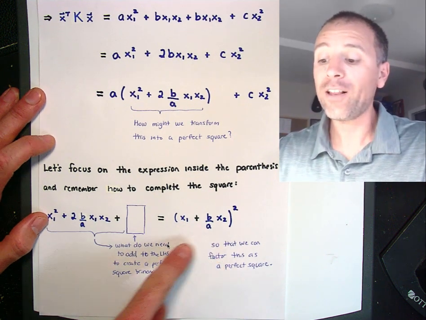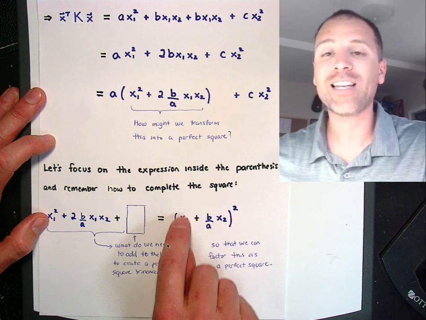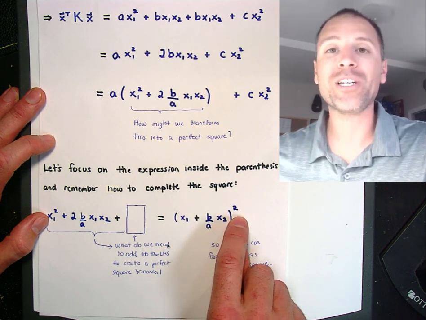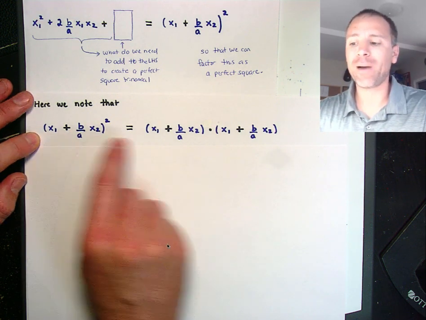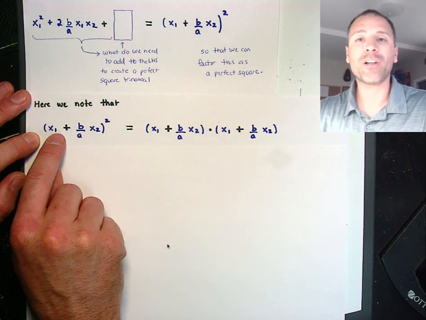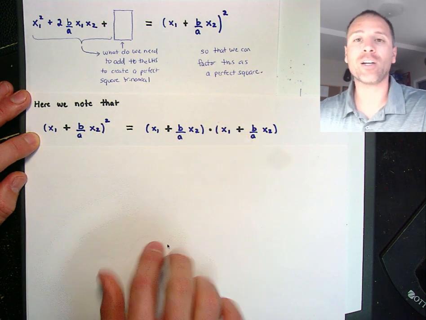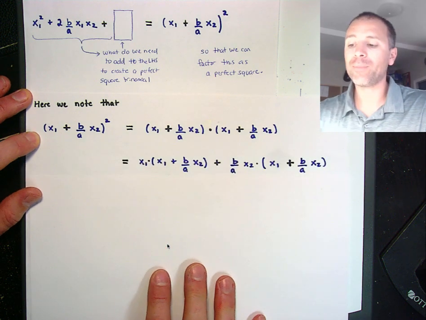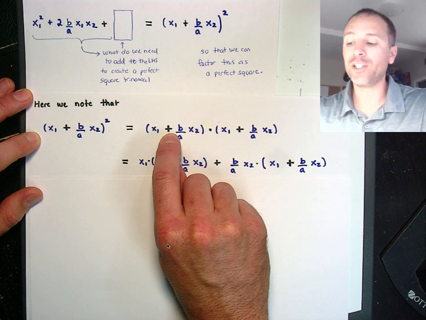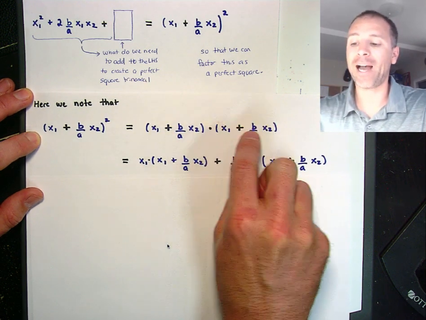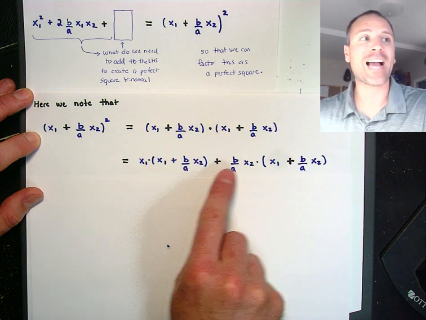But one thing that we can do to figure out what we should add is to take a look at this expression and see what happens when we square it. Well, we know that when we square anything, we just multiply the base by itself twice. So x1 plus b over a x2, squared, is just that expression multiplied by itself twice. We also know the concept of right distributivity of multiplication over left addition. So I can take this expression and pass it to the first variable, as well as this expression and pass it to the second variable. That's exactly what we've done here.